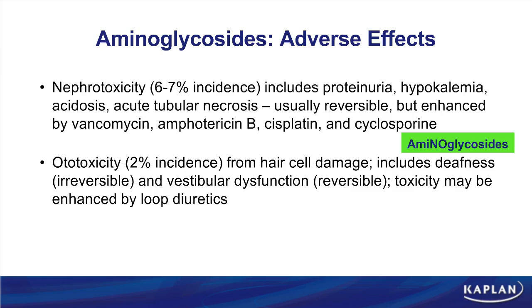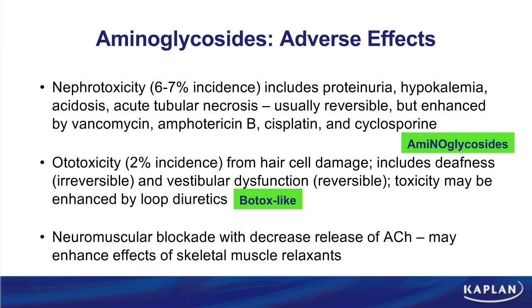The third side effect, I will tell you, watch out, because even though this is more rare, it can still make for a very good test question. Aminoglycosides have a Botox-like effect to inhibit the release of acetylcholine, and as a result, you can see muscle weakness as a side effect for this group of drugs.